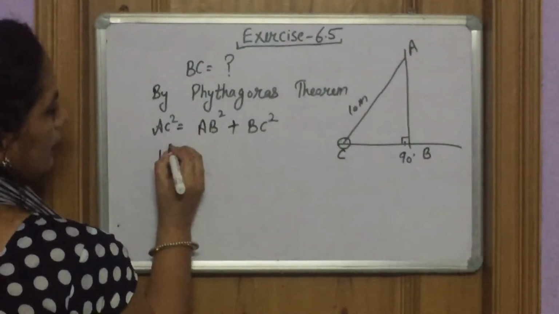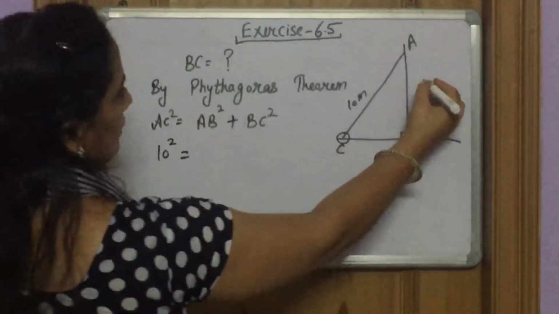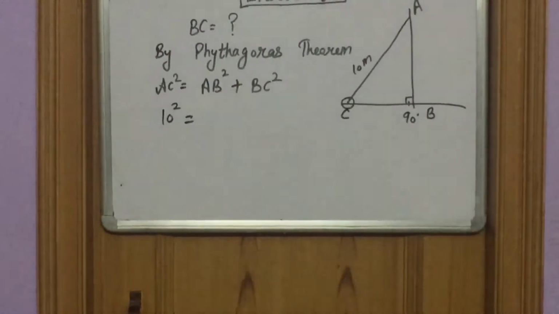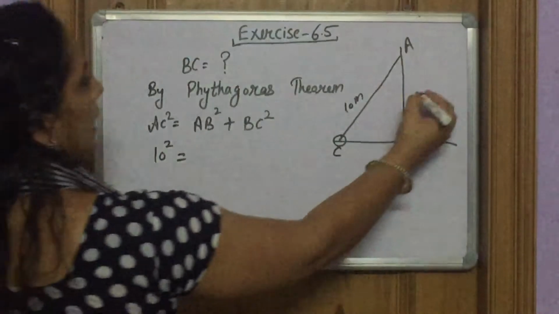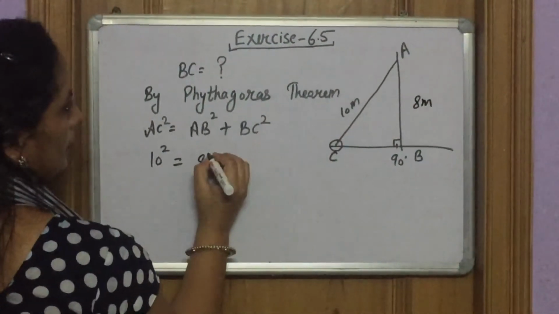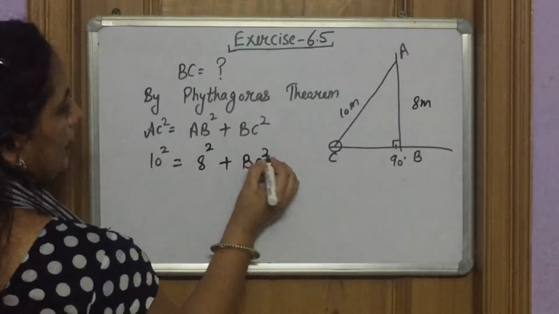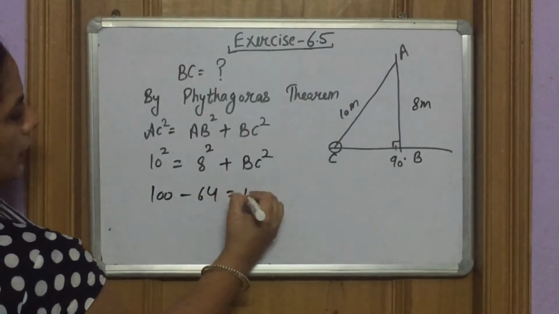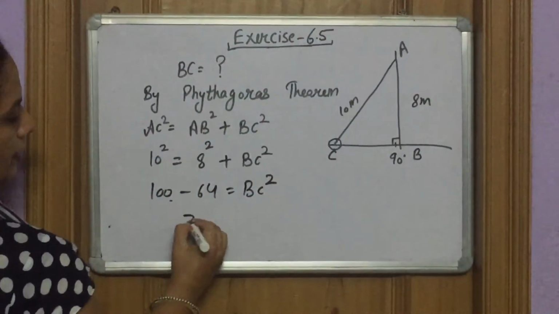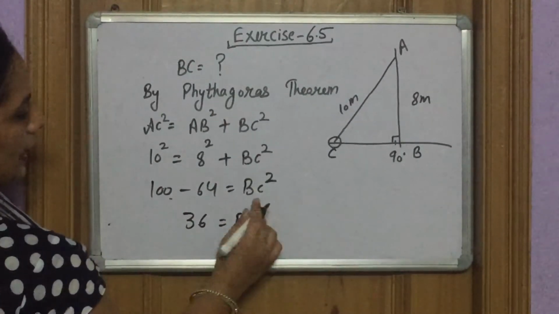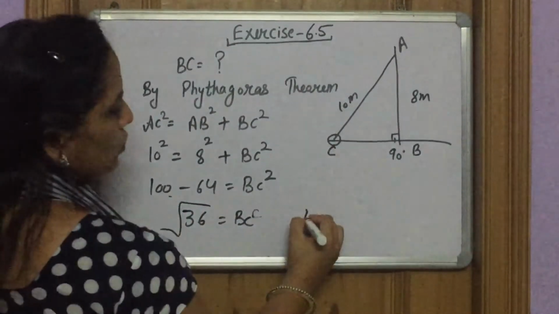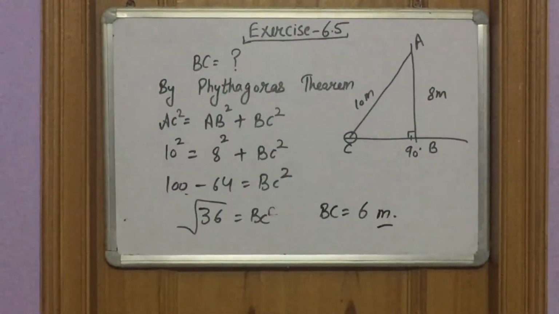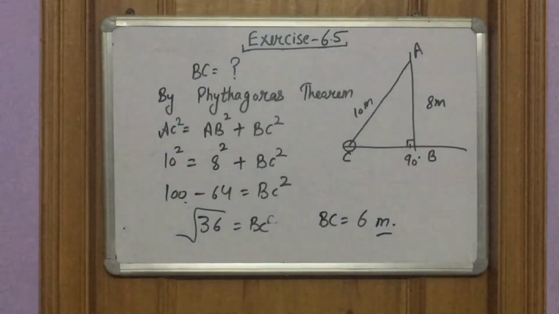AC is 10, AB is 8 meter, the length of the height of the wall is 8 meter. So this is 8 and we have to find out BC. Now just solve the data. 100 minus 64 equal to BC square, 36, and BC will be the square root of 36. So BC is equal to 6 meter. So this is the distance of the foot of the ladder from the base of the wall.